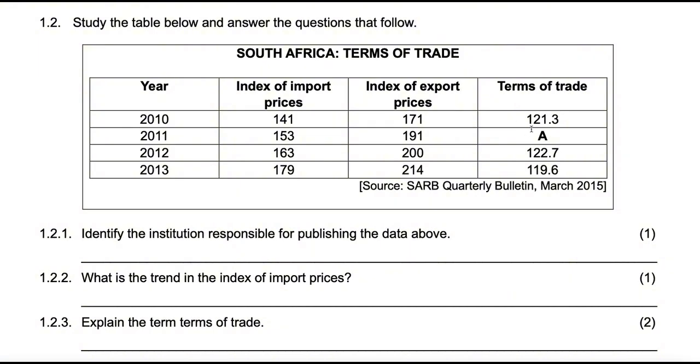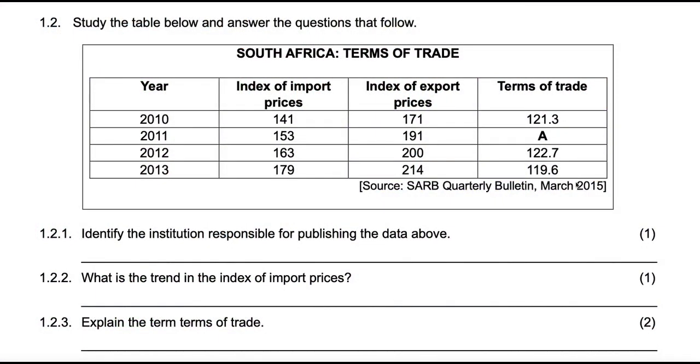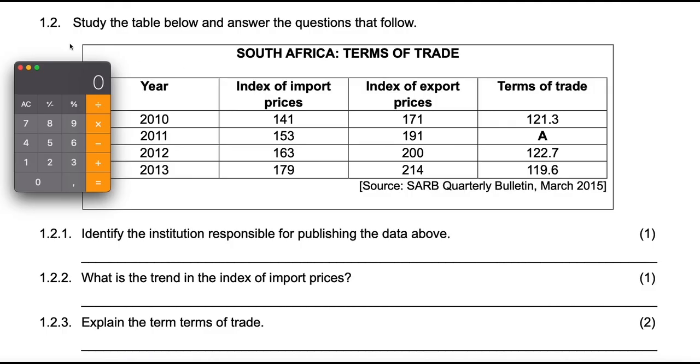I didn't think of having a calculator here. Let me try. Oh, there it is. I should have thought about it before starting, but it's not a train smash. So let's do this. It's 171 divided by 141 times 100. It should give us what we see there. So you see here, it's 121.2, then this 7 is above 5, so we round this off to 3. So basically, that's this number here.